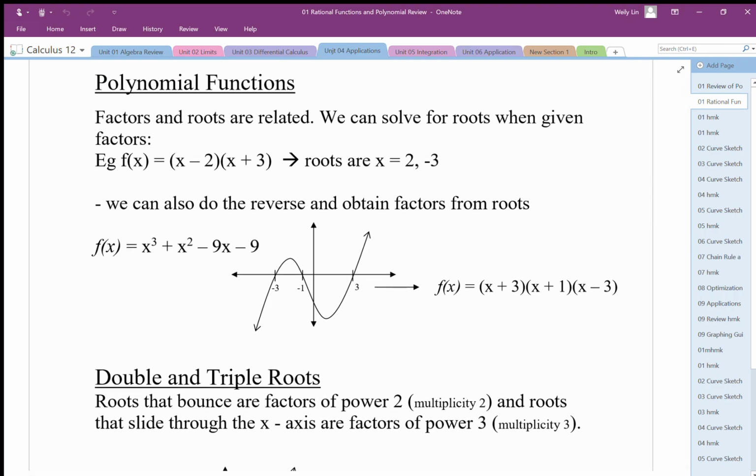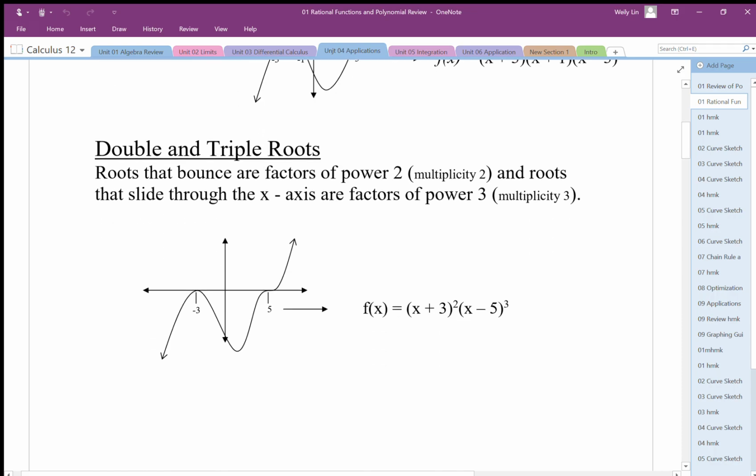When we do factored form, we're able to find roots. And from these roots, we can also generate a factored form. The factors generate the roots. When we talk about these bounces and slides through the x-axis, here would be a bounce. That bounce relates to a multiplicity of 2 or power 2. And the slides, the ones that go through the x-axis like that, relate to a multiplicity of 3 or degree 3.